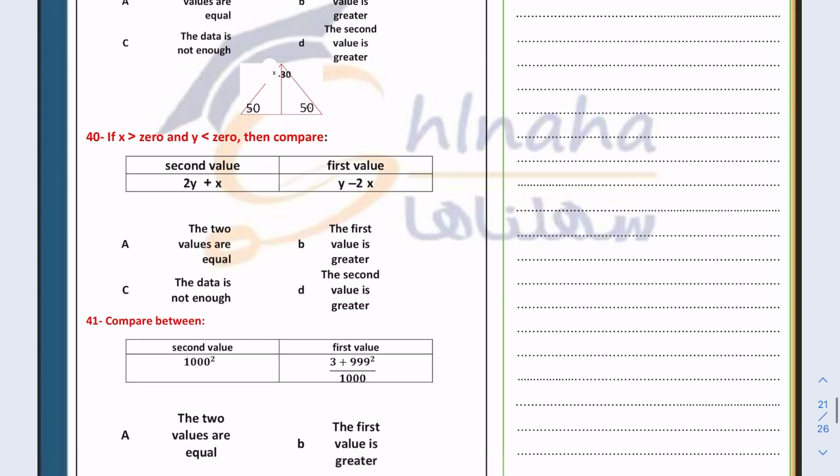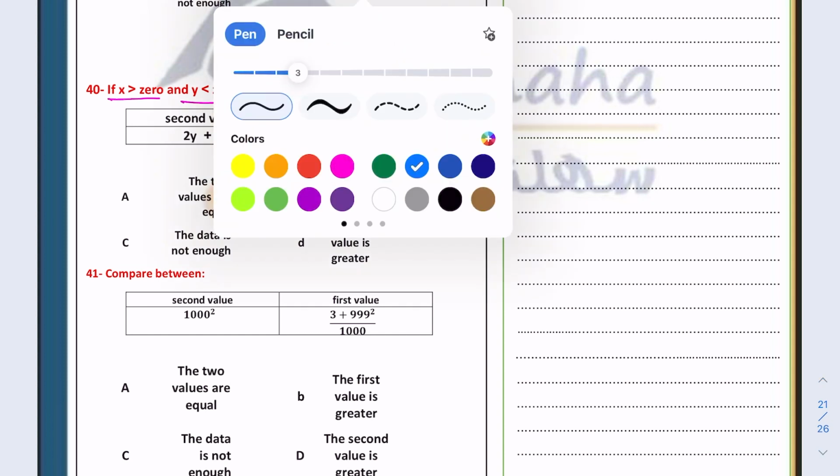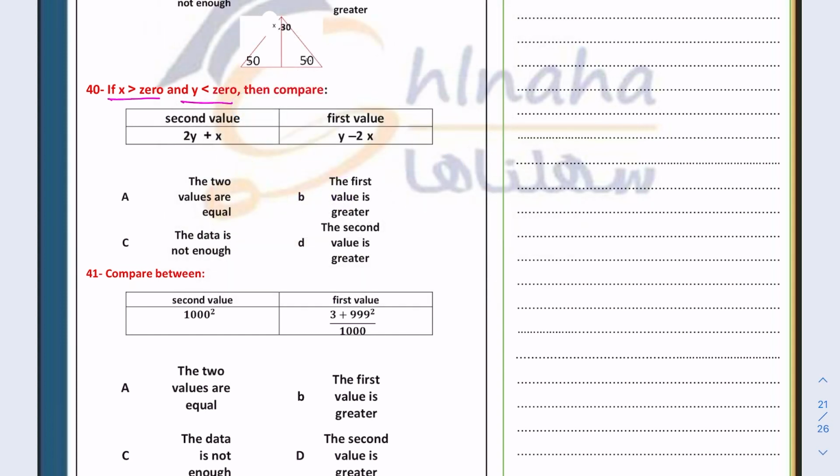Question number 40. If x is greater than 0 and y is smaller than 0, compare between the two quantities. I have to choose some integers that satisfy this condition. We can choose x, for example, a positive number, and I prefer to use numbers like 1, 2, 3. So I can choose 2 here. Also for y smaller than 0, y is a negative number. I can choose a number like negative 3.